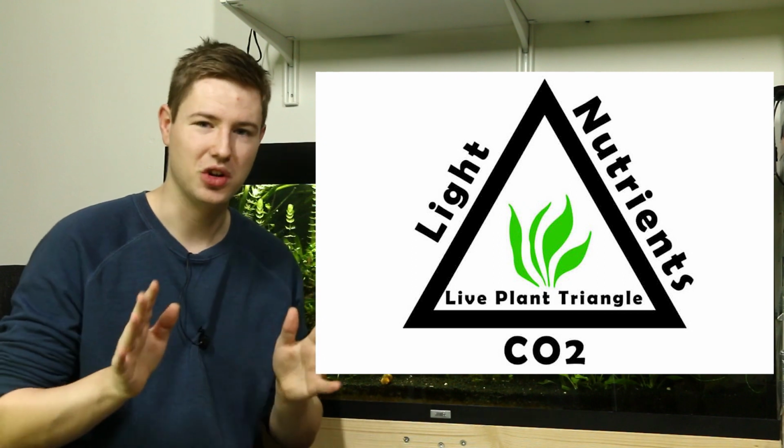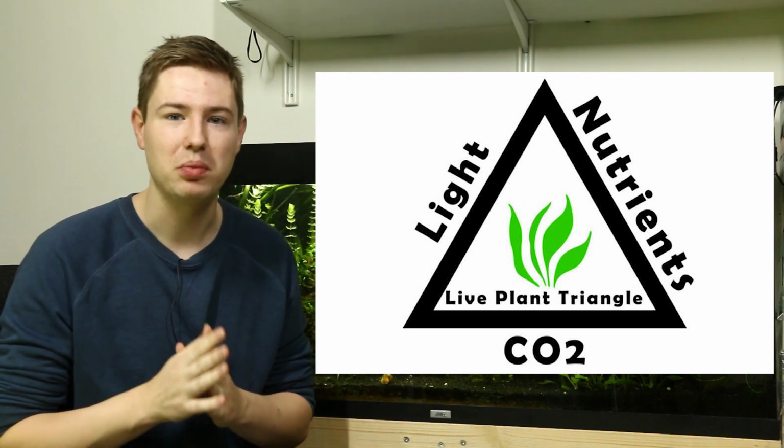Plants only need 3 things to grow, and that's not to survive, but that's really to grow like crazy, and that's lighting, nutrients, and carbon dioxide. That's what I call the plant pyramid, and I'm sure other people call it that as well. At the top there's lighting, so we'll first talk a little bit about that.